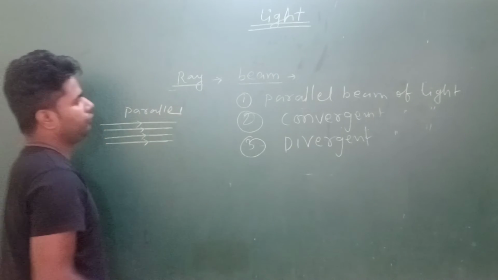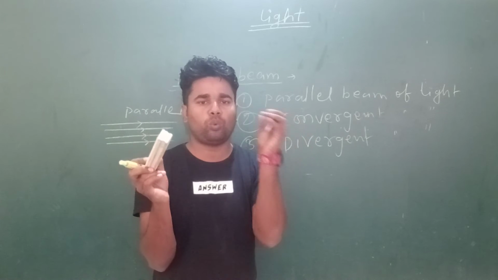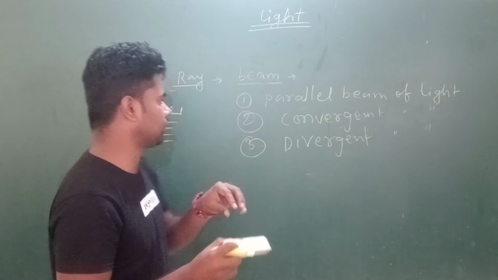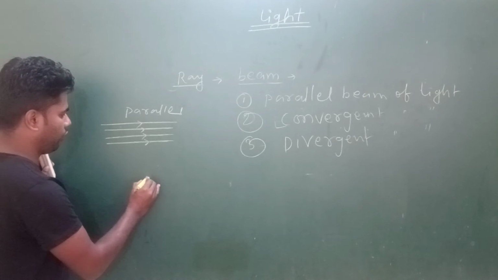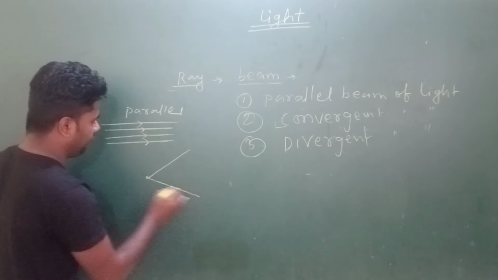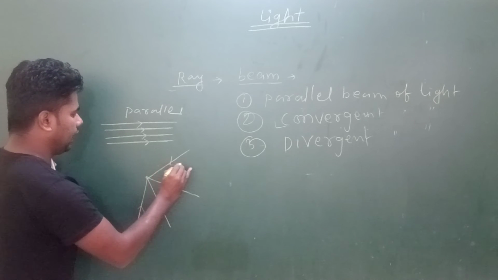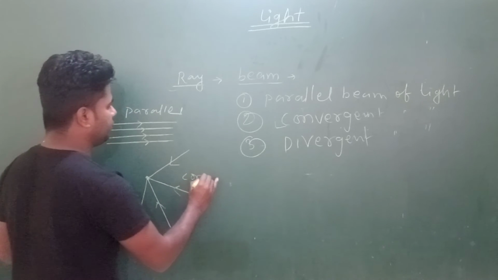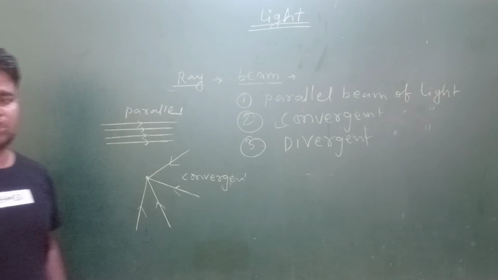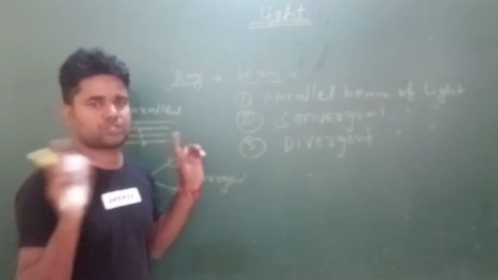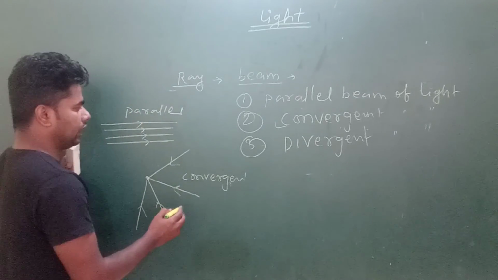And if lots of light comes to one point from different directions, then it is known as a convergent beam of light. For example, this is the point and the sources of light are in different directions but come to one point. For example, in the cricket stadium or football stadium, there are lots of lights around the stadium, and all the lights focus just on the center of the ground. So that is a convergent beam of light.